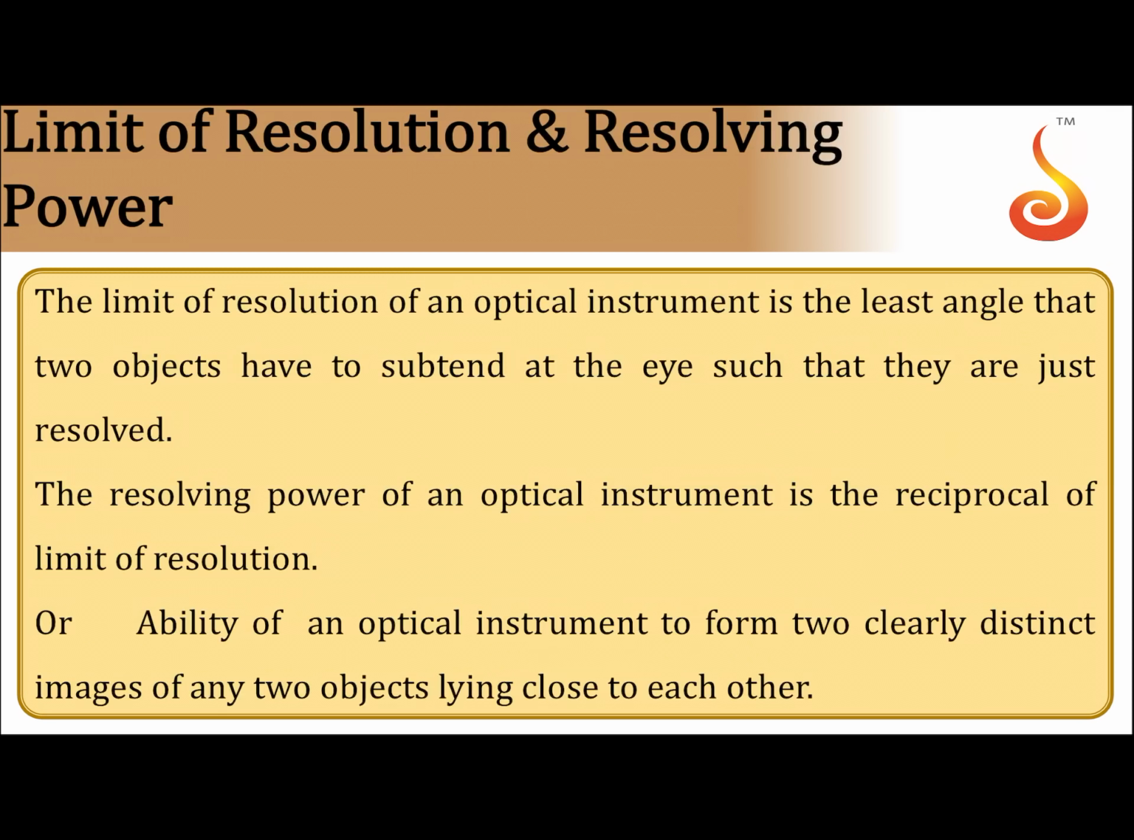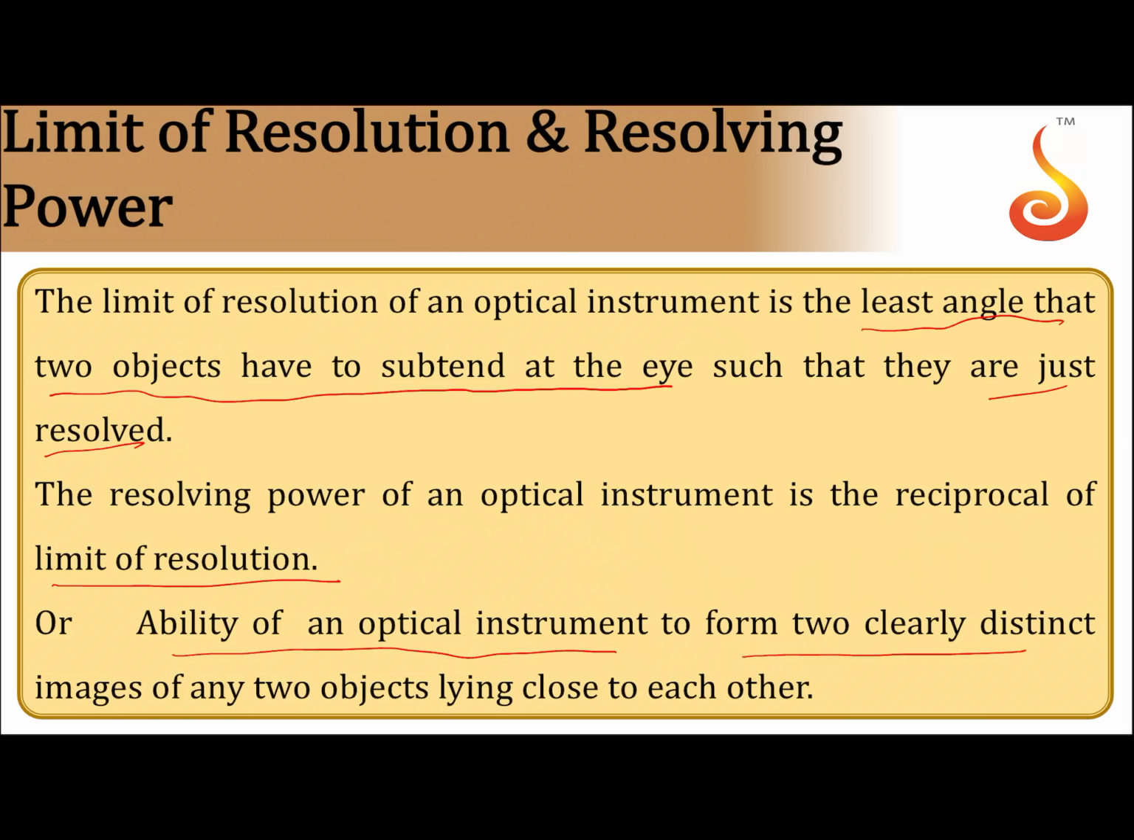Here we will define the concept of limit of resolution and resolving power. So the limit of resolution of an optical instrument is the least angle that two objects have to subtend at the eye, such that they are just resolved. Just resolved means their diffraction patterns are just seen as separate. So the resolving power of an optical instrument is the reciprocal of the limit of resolution. So resolving power is the ability of an optical instrument to form two clearly distinct images of any two objects lying close to each other.